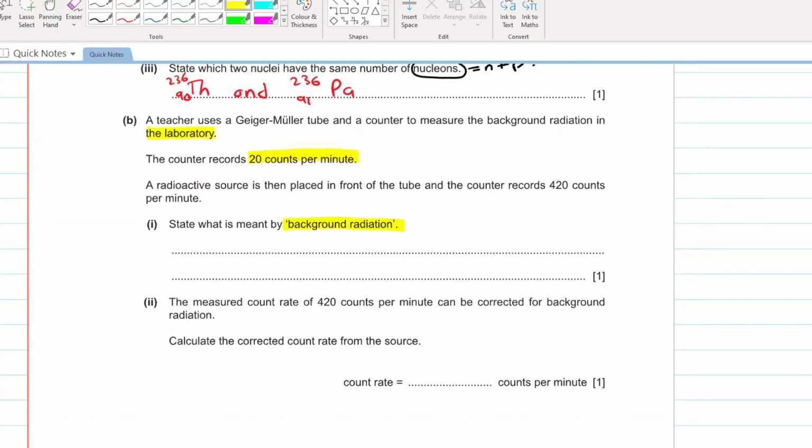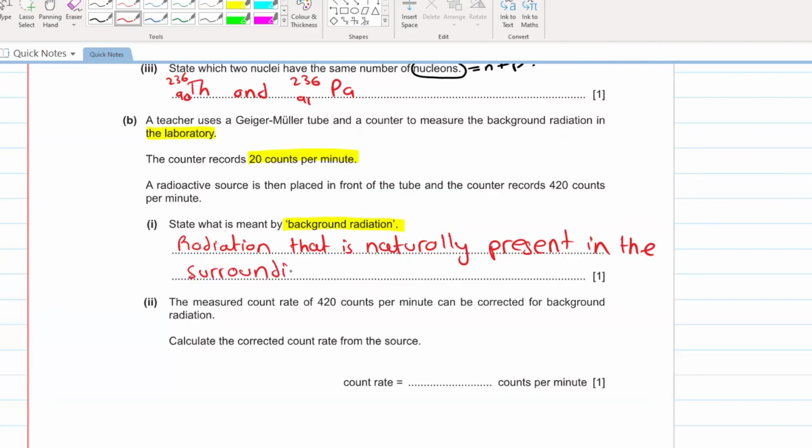Radiation that is always present in the surroundings, or radiation that is naturally present in the surroundings without a source. So you can say radiation that is naturally present in the surroundings without any radioactive source. Simple as that. Let's further move ahead.